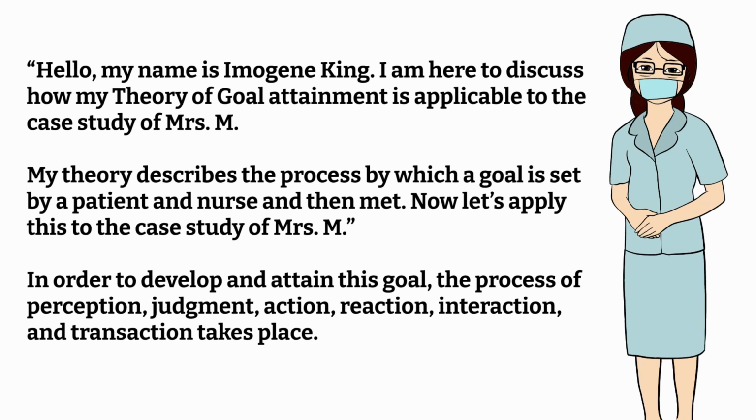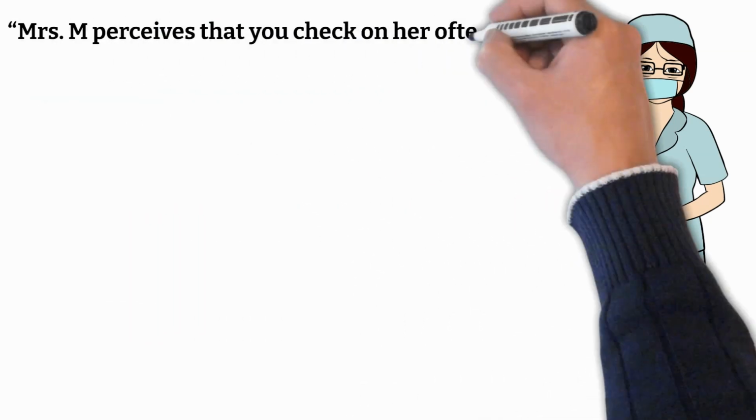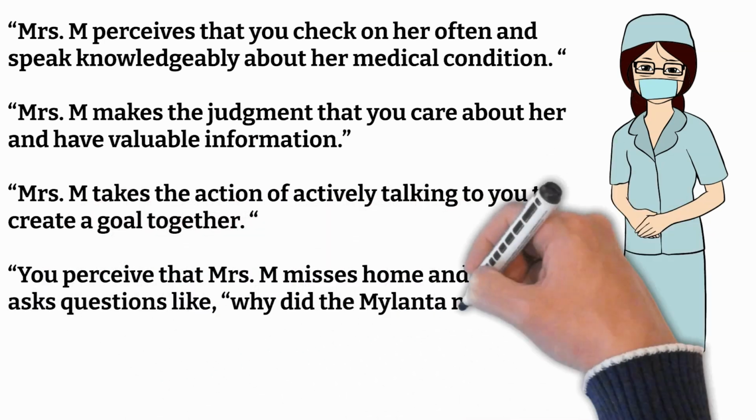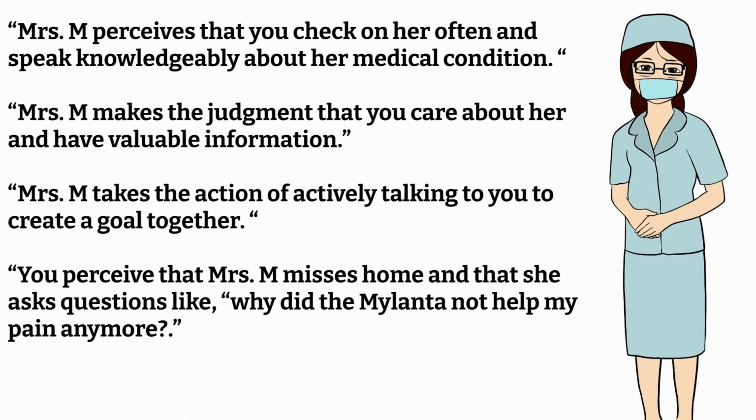Now let's apply this to the case study of Mrs. M. In order to develop and attain this goal, the process of perception, judgment, action, reaction, interaction, and transaction takes place. Mrs. M perceives that you check on her often and speak knowledgeably about her medical condition. Mrs. M makes the judgment that you care about her and have valuable information. Mrs. M takes the action of actively talking to you to create a goal together.